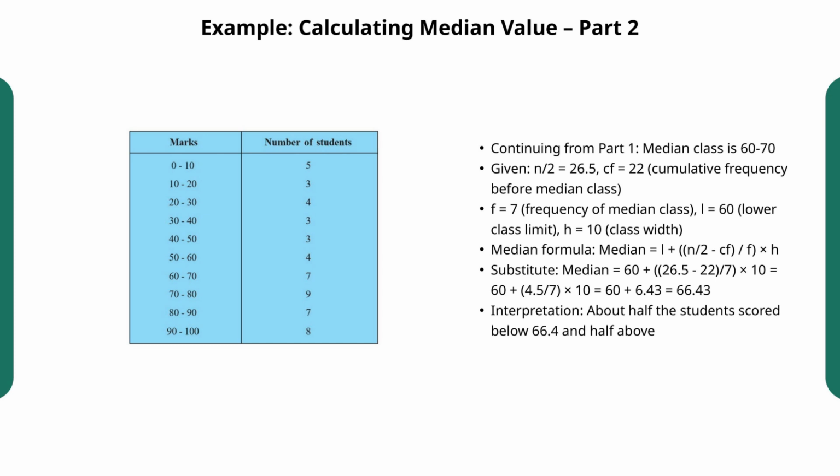Calculating this step by step. 26.5 minus 22 is 4.5. Dividing 4.5 by 7 gives approximately 0.643. Multiplying by 10 equals 6.43. Adding to 60, we get approximately 66.43. Therefore, the median mark is roughly 66.43, indicating that about half of the students scored below this mark and half scored above. Using this formula helps us estimate the median value when exact data points inside intervals are not available.